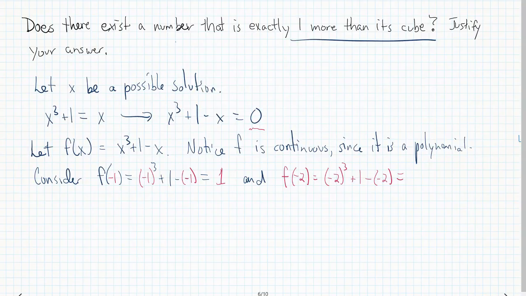So we have negative 8 plus 3, and so that should be negative 5. Okay, so that's what this says.